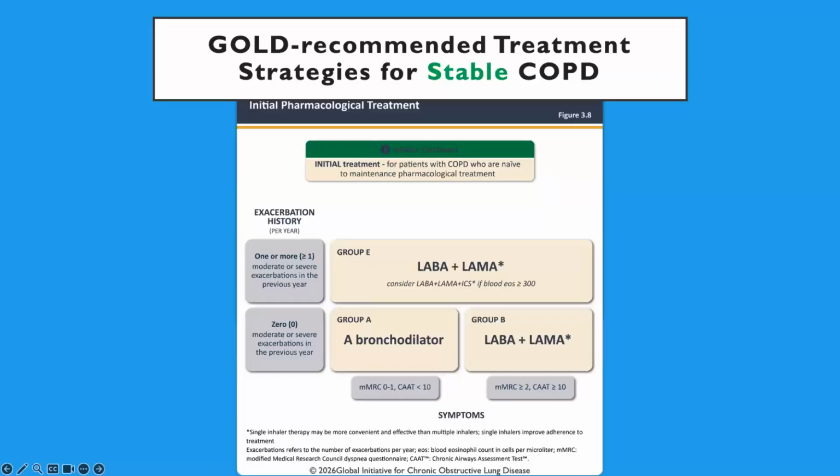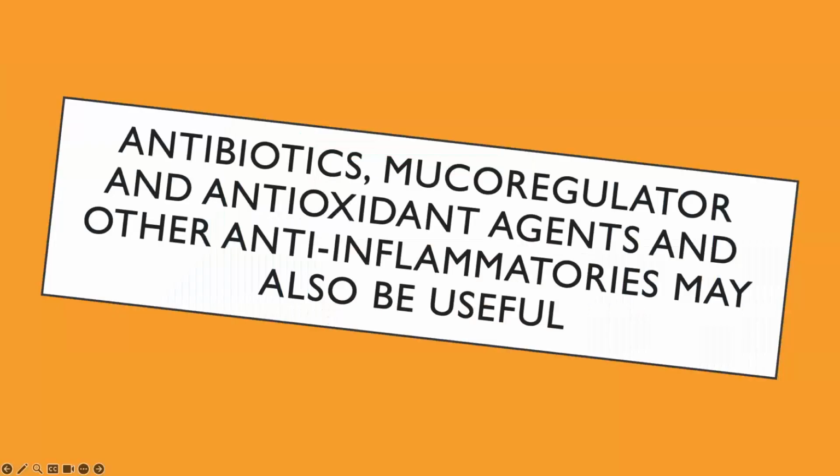Notice for group A and B here that the exacerbation history per year has been updated to 0. And for group E, we're assuming they at least have one, if not more, moderate to severe exacerbations in the previous year. So from here out, really only the group E patients would be considered frequent flyers. Today's topic is not meant to present a comprehensive dive into COPD treatment.